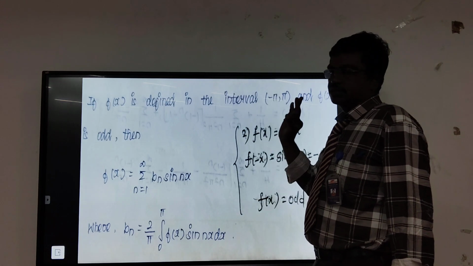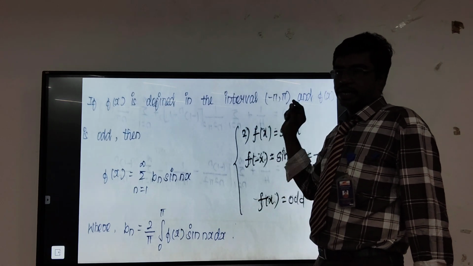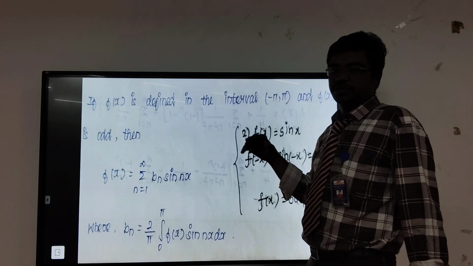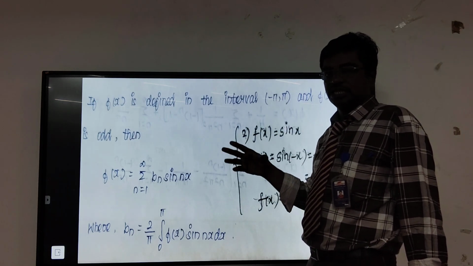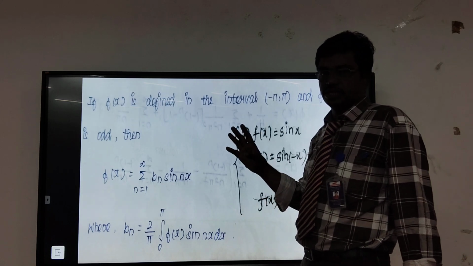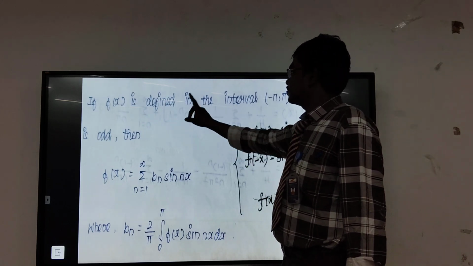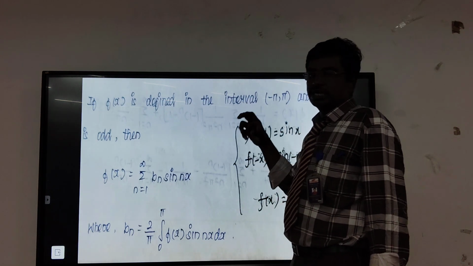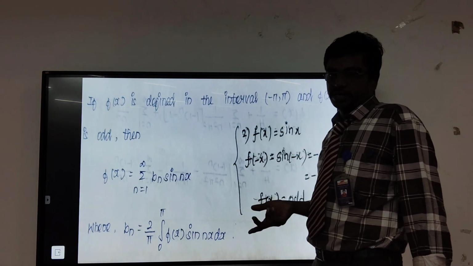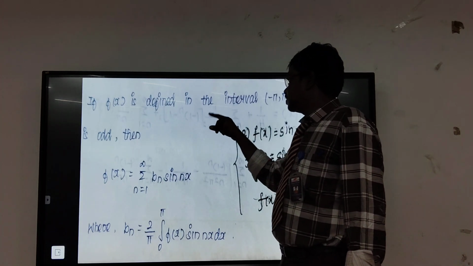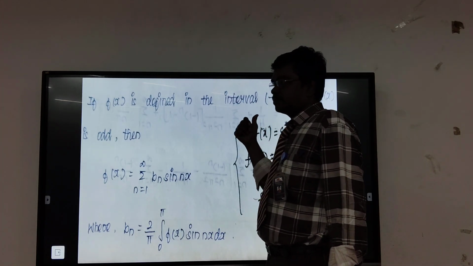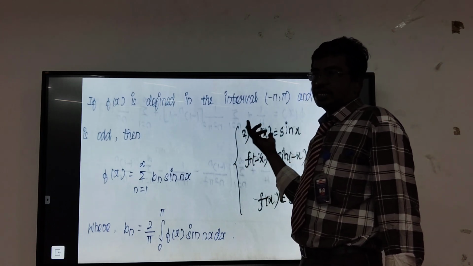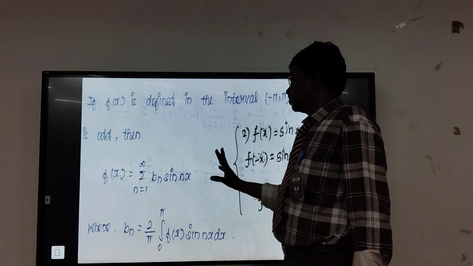These are the three concepts for the interval minus pi comma pi. First is the general concept. If it is even, odd, or neither even nor odd, we can use the general formula. If the function is even in minus pi, pi, the series contains only a0 and an, and bn will be 0. If f of x is an odd function in minus pi comma pi, we have only bn, and a0 and an are 0. This is the formula.